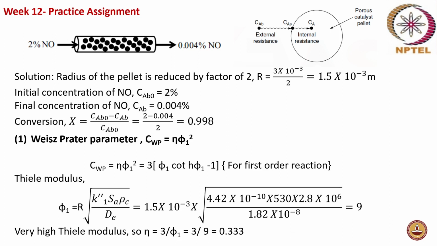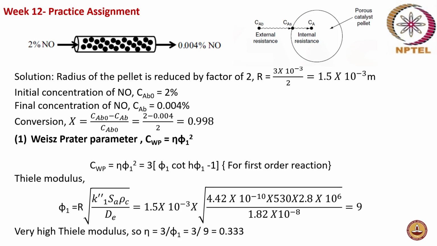Now what is the Weiss-Prater parameter? Weiss-Prater parameter is given by eta into phi 1 square, where eta is the internal effectiveness factor and phi 1 square is the square of the Thiele modulus. So that is equal to 3 into phi 1 into coth phi 1 minus 1 for the case of first order reaction. And they have also given that the reaction is first order with respect to nitric oxide.